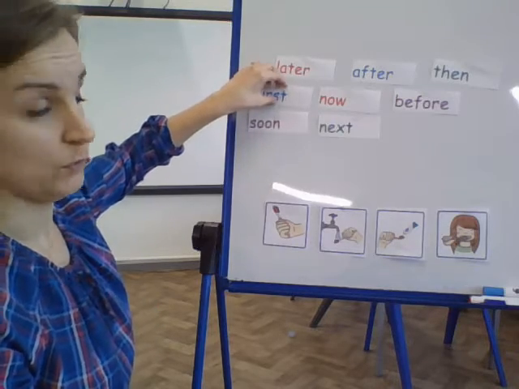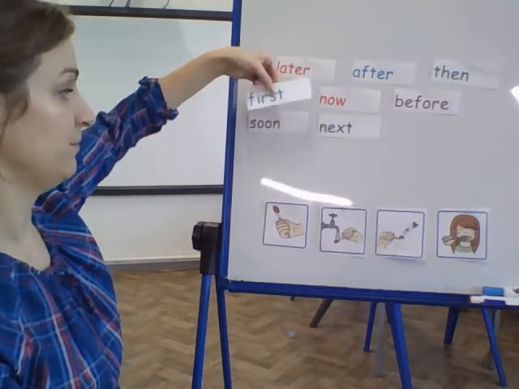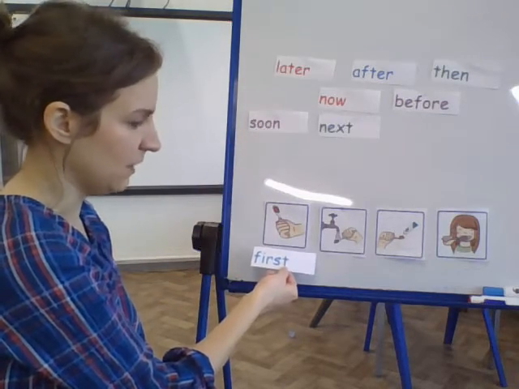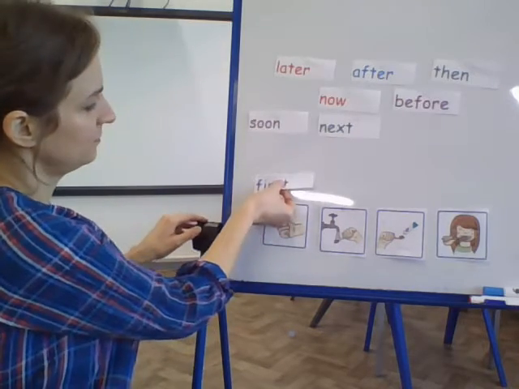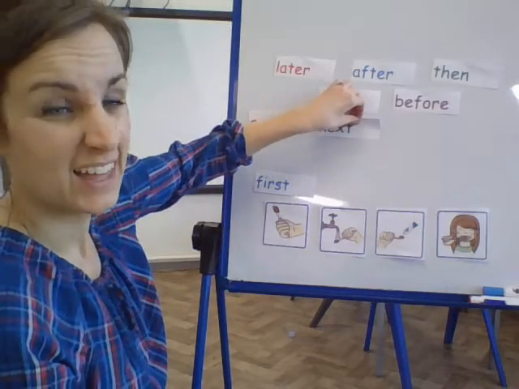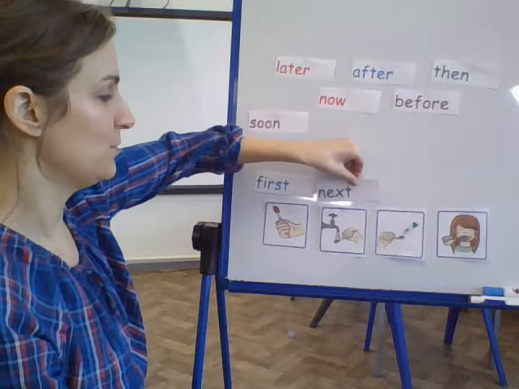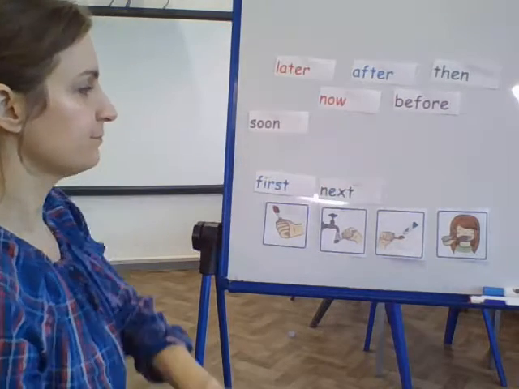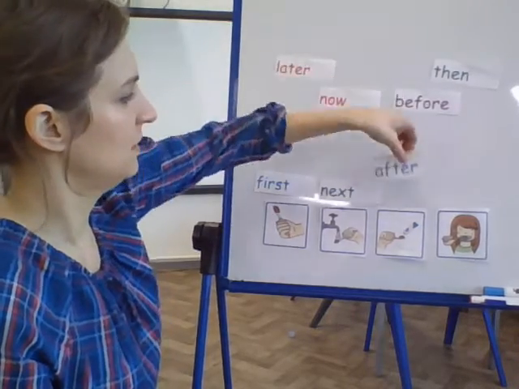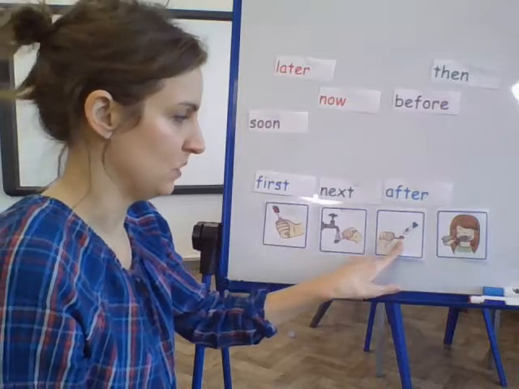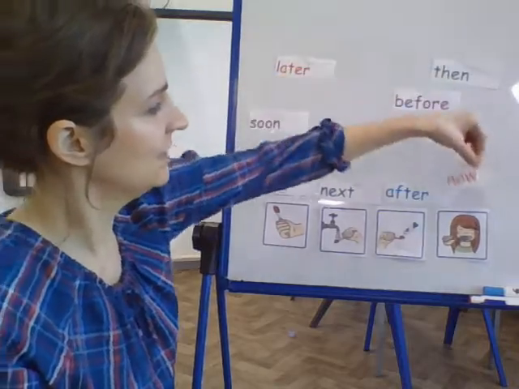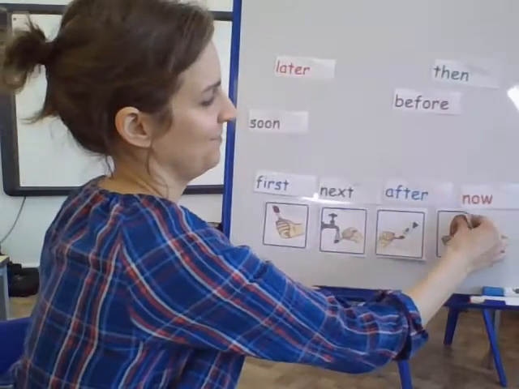Oh, this is a good one for the very start picture, isn't it? The very first picture. First. So I'm going to use this one. So, first of all, I find my toothbrush. This one. Next, I run my toothbrush under the tap. After that, I put some toothpaste on my toothbrush. And now I brush my teeth.